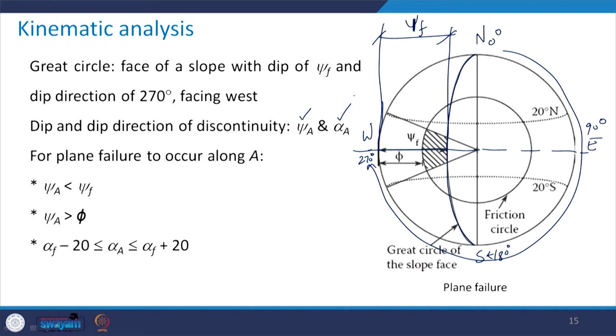As I discussed with you, for the plane failure to occur along the discontinuity A, 3 conditions have to be satisfied. What are those 3 conditions? That is, dip of this discontinuity must be less than dip of the slope face, which can be expressed like this, that is psi A is less than psi F. Then the dip of the discontinuity must be more than the friction angle, which is this. Now, here you see how do we define the friction angle.